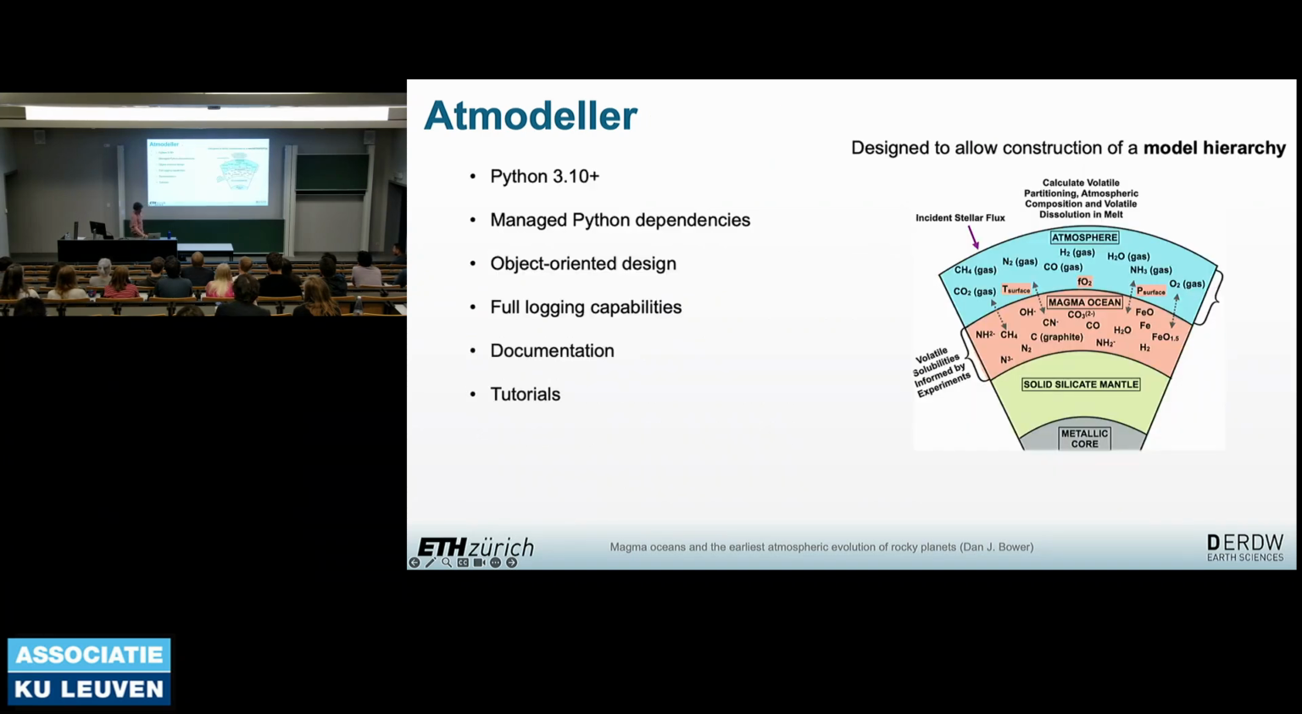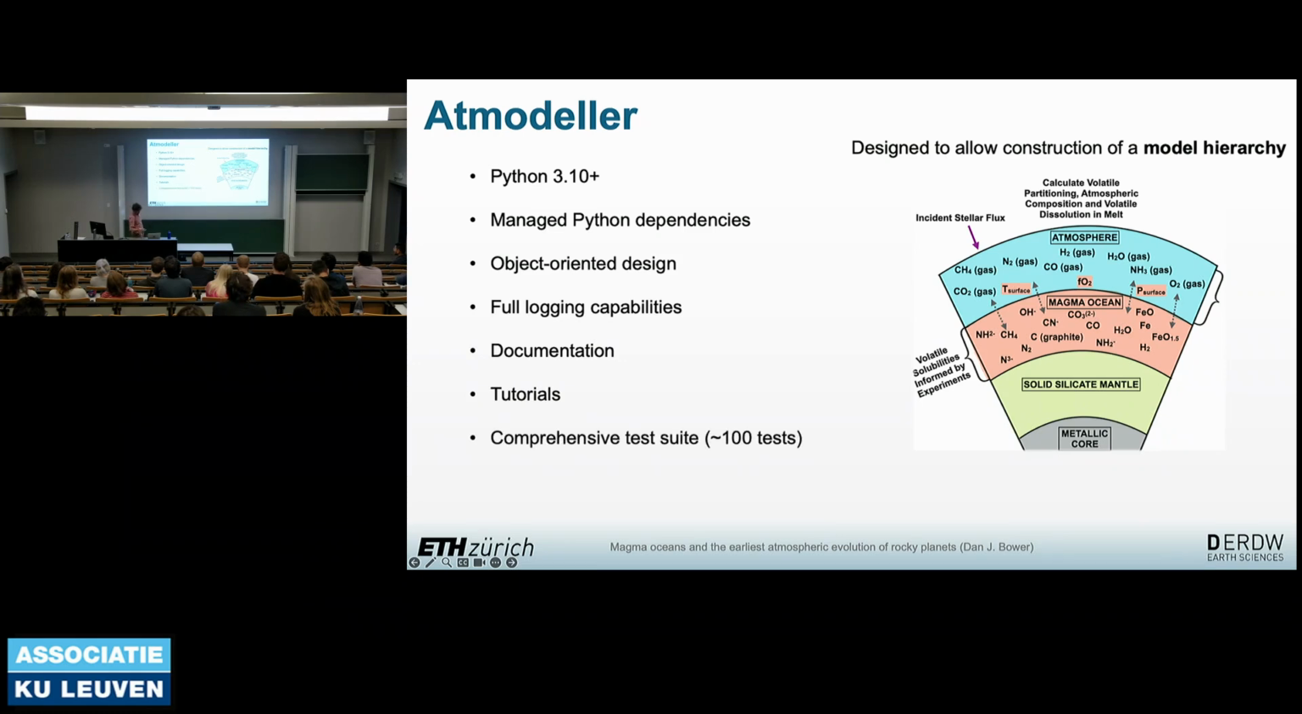So this is the basic scenario that we are considering. And the code AppModeler basically sits at this interface. What it does is it tells you what the equilibrium chemistry is between your melt reservoir and your atmospheric speciation. So this will again provide a way of directly connecting planet formation models to observations.